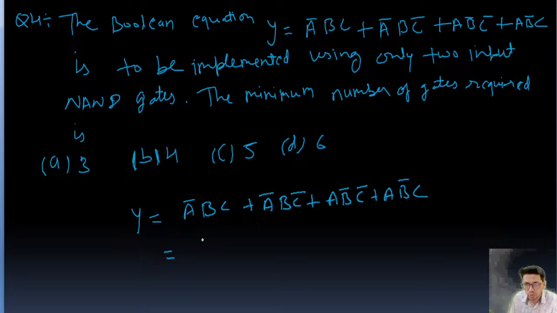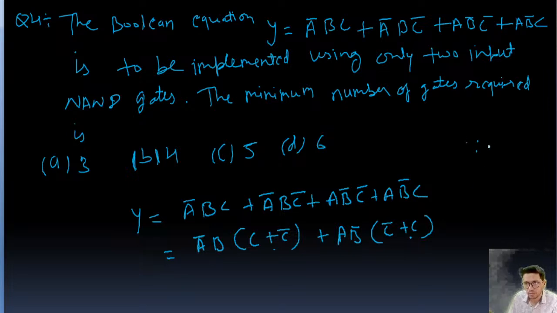Okay, so we'll take a bar b common here, so this is going to be c plus c bar. Plus here we'll take a b bar common, so this is going to be c bar plus c. Okay, and this value is going to be 1 and this value is going to be 1 because we know c plus c bar equal to 1. So this is going to be a bar b plus a b bar. Okay, y equal to this.